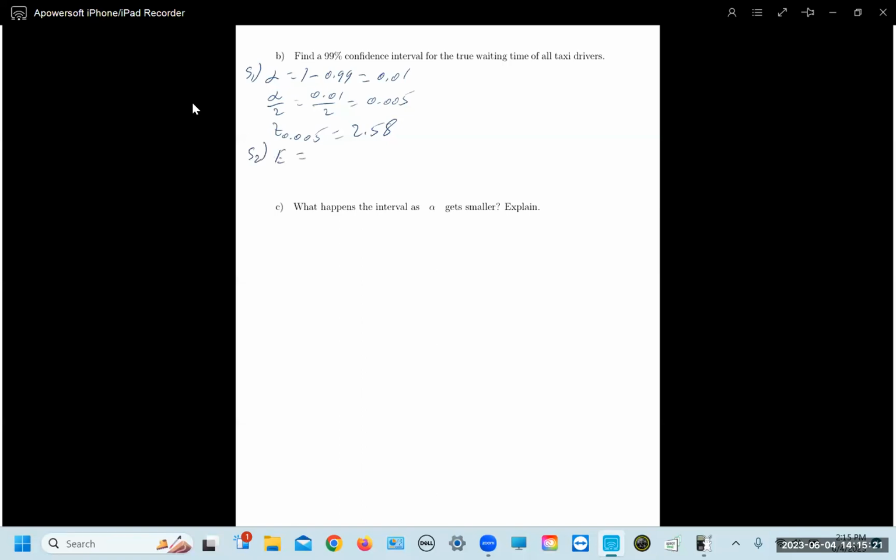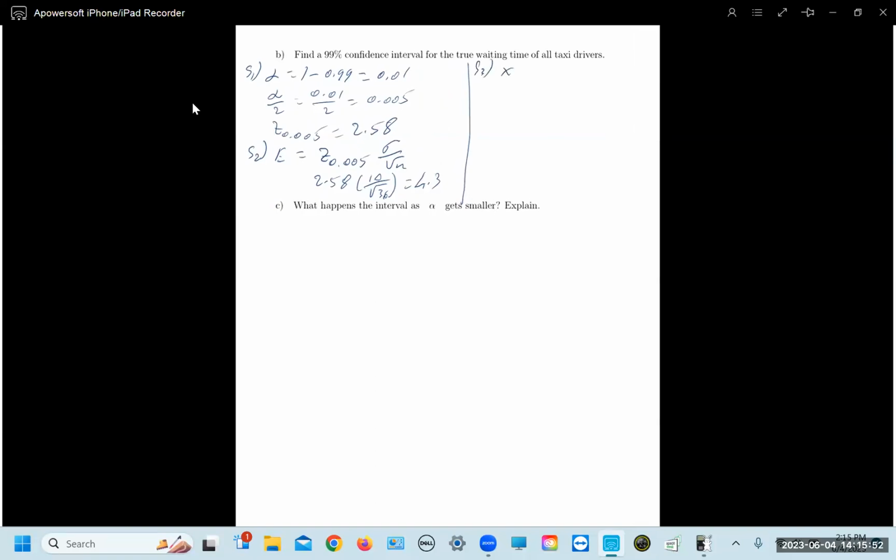And step 2, E equal z of 0.005 times sigma over square root of n. So 2.58 times 10 over square root of 36 equals 4.3. So step 3.